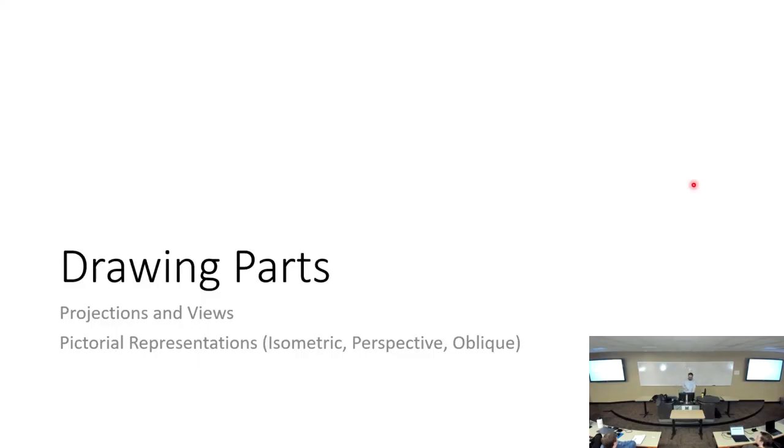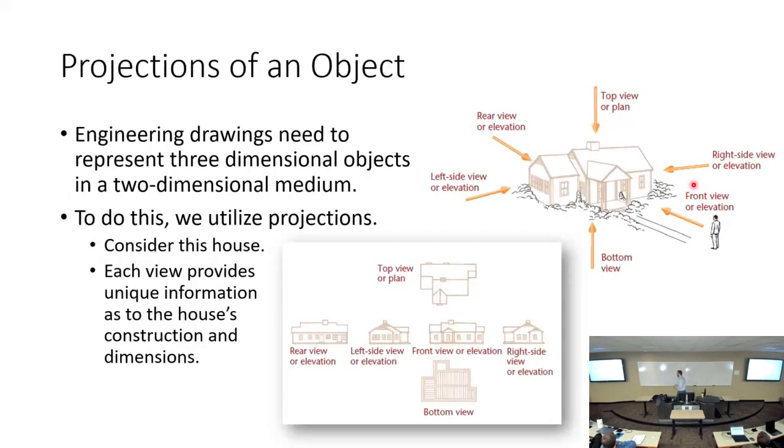Let's talk about views. An engineering drawing, by its nature, is the idea of taking something apart and representing it in a two-dimensional medium. To make the point, I have here a house, okay? And I would propose that from an orthogonal perspective, and orthogonal is just a fancy math word for right angles, right? I would propose that there are 6 ways of looking at this house.